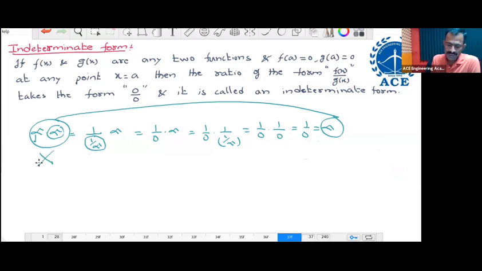Right? Or we can write this as infinity square. So infinity square is infinity. Infinity cube is infinity. Infinity power 100 is infinity, like this one. This is not an indeterminate form.